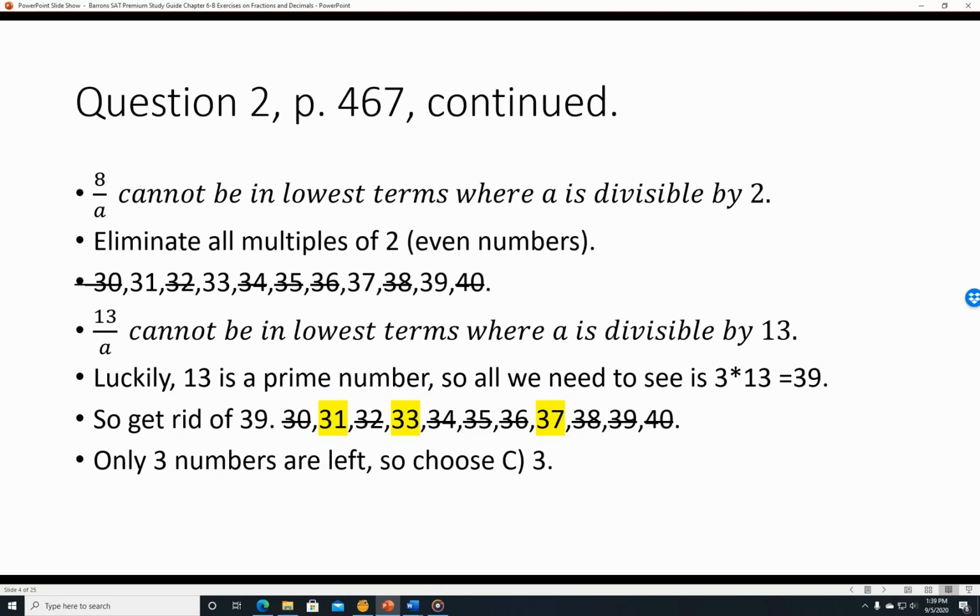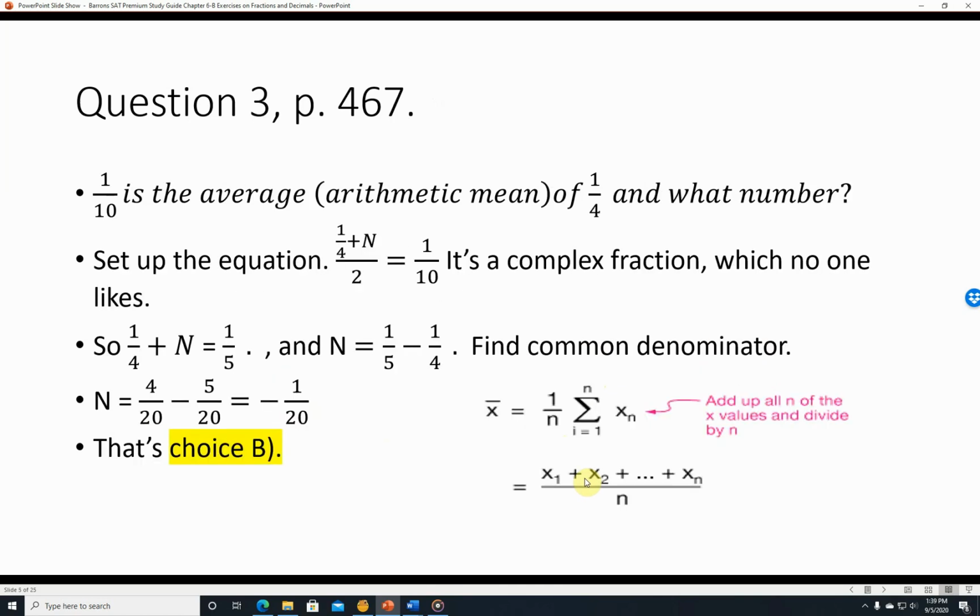Or you can just multiply it. 3 times 3 is 9, and then 10 times 3 is 30, so either way, you can find out 3 times 13 is 39 no matter how you do it without even touching your calculator. If you have a calculator, then use your calculator. So we get rid of 39, so then all we're left with is 31, 33, and 37. That's 3 numbers, so choose C, which is 3.